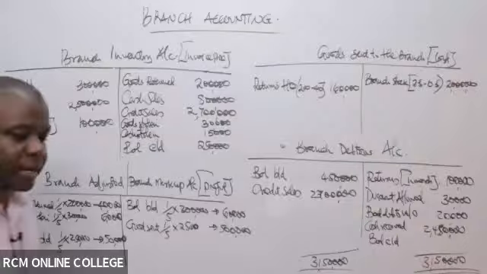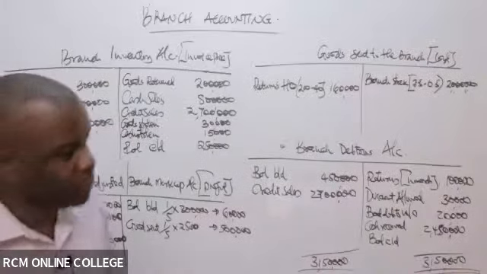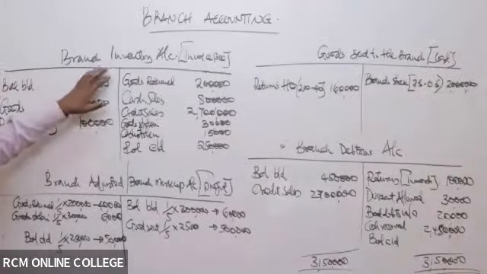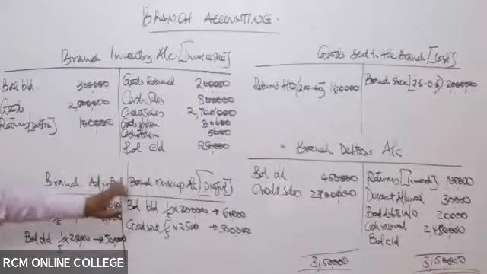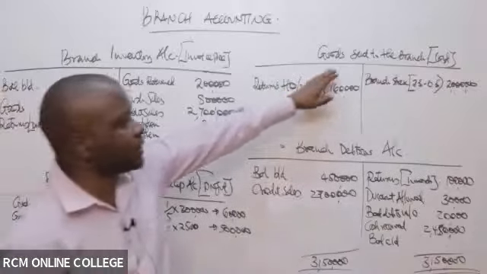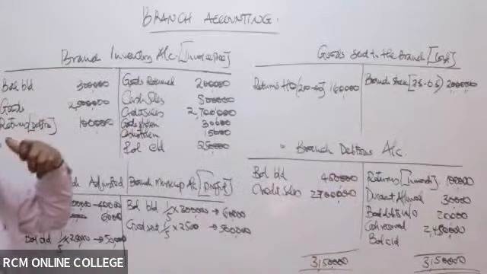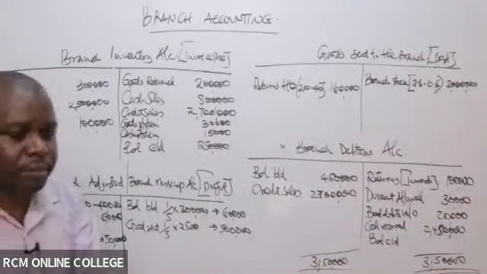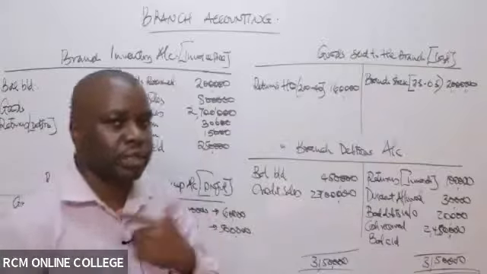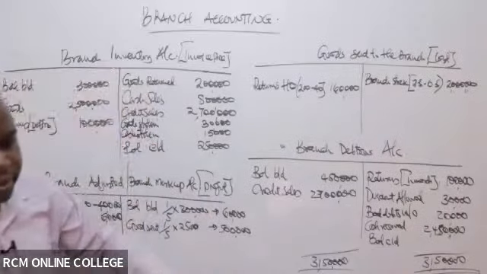So the branch expenses will go to the P&L account. They won't affect these accounts. It can't affect branch inventory. It won't affect the branch markup here. It won't affect the goods sent to the branch. It won't affect the branch debtors. So it goes to the P&L account. Remember, our ledger account number 5 you are preparing is the income statement. So it will go there. What is the balance carried down?